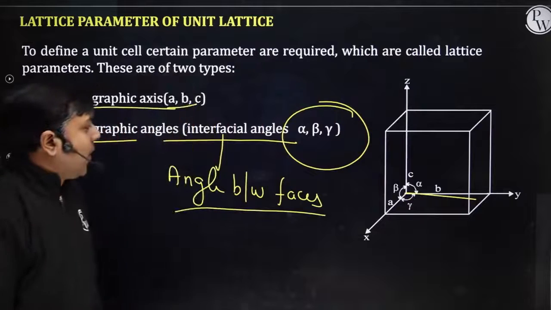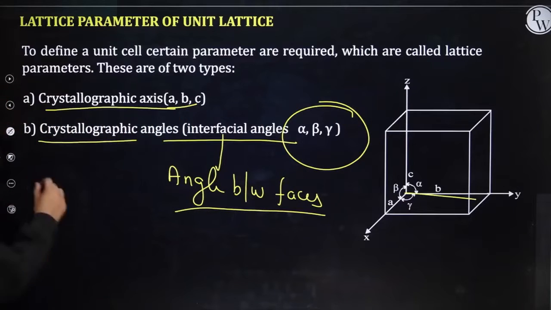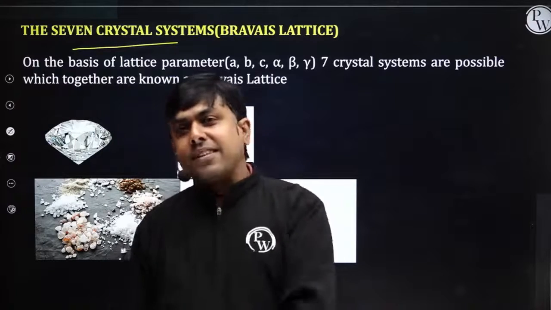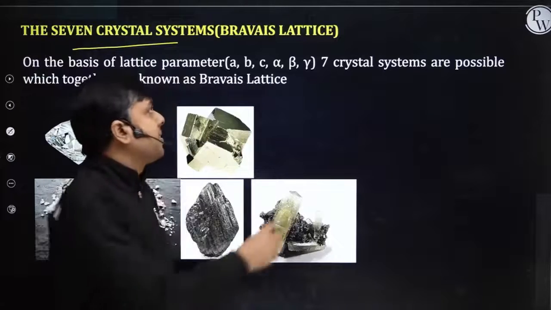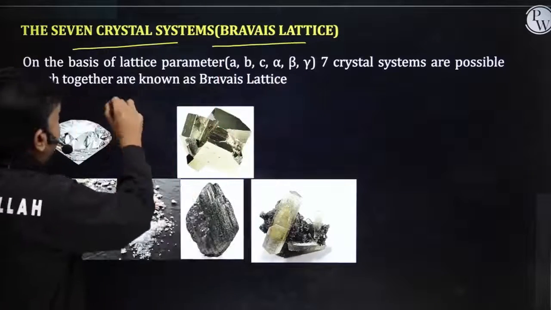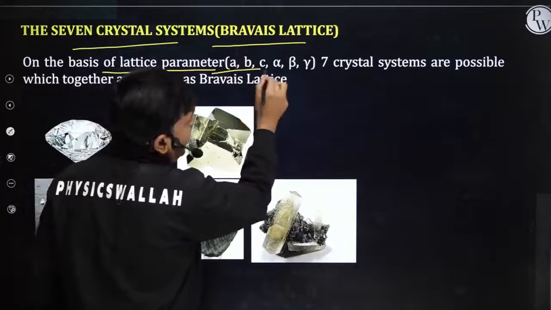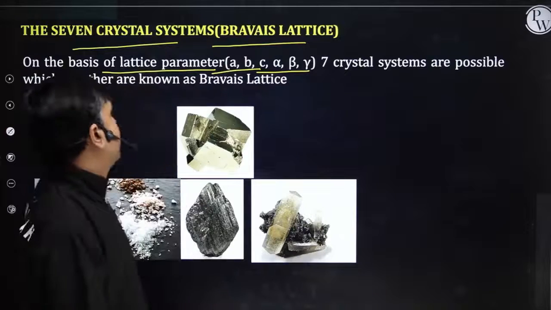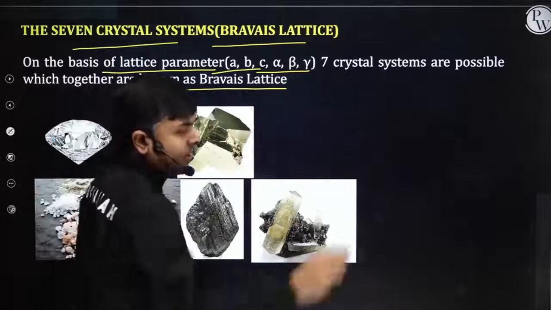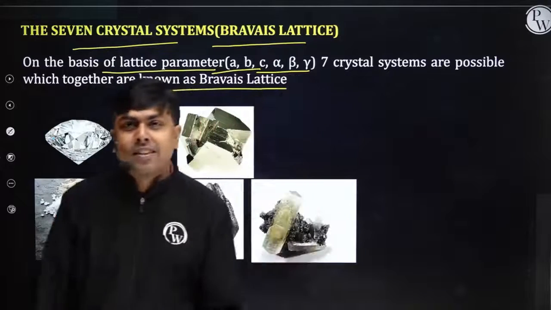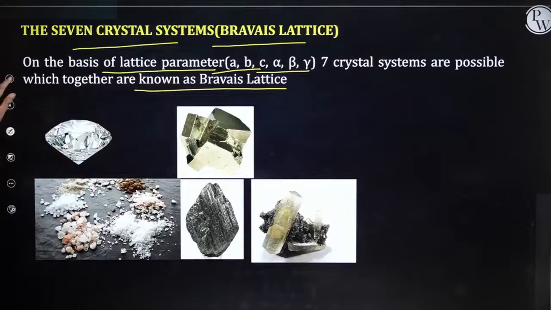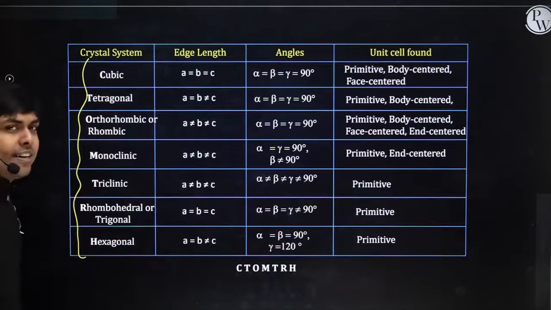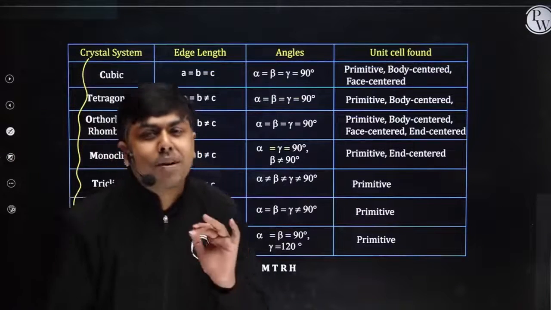Am I clear? Okay, so students, on the basis of these two parameters, we have a total of 7 crystalline systems, and these 7 crystalline systems are referred to as Bravais lattices. On the basis of the lattice parameters a, b, c, alpha, beta, gamma, we have 7 crystalline systems, known as Bravais lattices. We'll discuss these 7 Bravais lattices one by one. Students, these are the 7 Bravais lattices. Let's discuss the parameters of these 7 Bravais lattices.